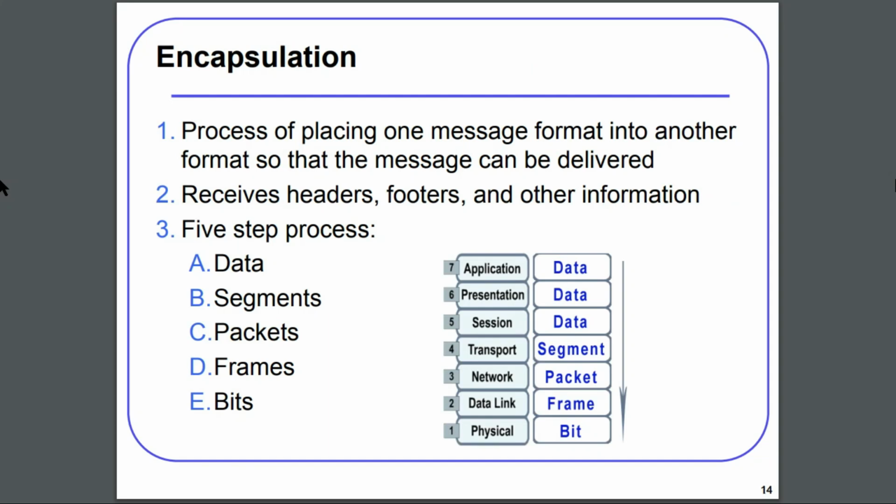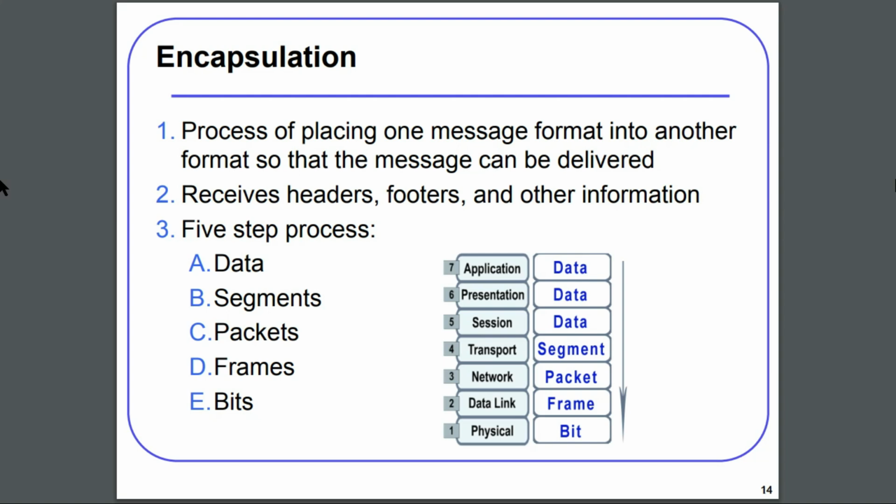Encapsulation is the process of placing one message format into another format so that the message can be delivered. It receives headers, footers, and other information. There are 5 steps in the encapsulation process. The first one is data, second is segment, third is packets, fourth is frame, and fifth is bits.